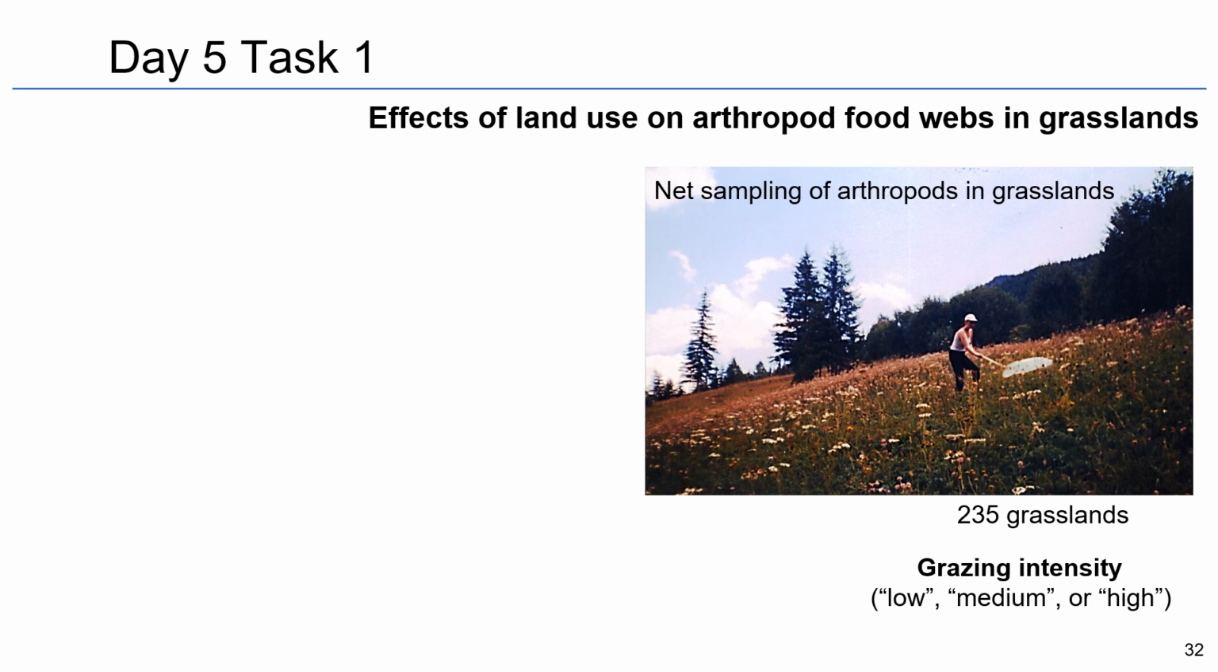And now it's time for your task. For this, we're gonna again use our grassland project, but this is different because we use a different data set. And these data are on arthropods. So you can see here, this is me sampling arthropods using net sampling. And for this, we used 235 grasslands, which differed in grazing intensity, but this intensity is a categorical variable with 3 levels. So we have low, medium, or high intensity.